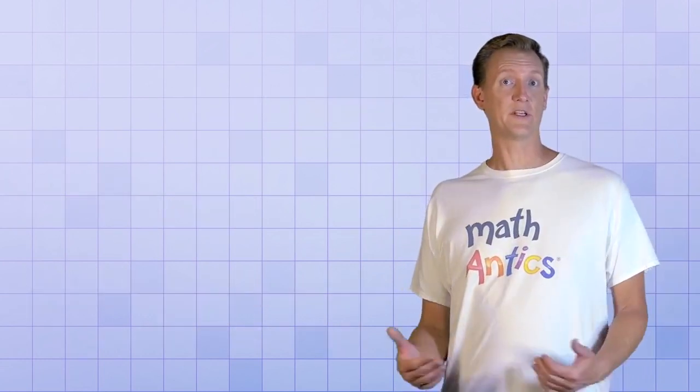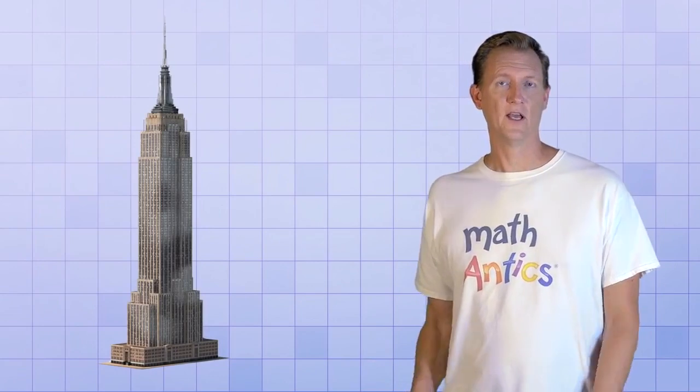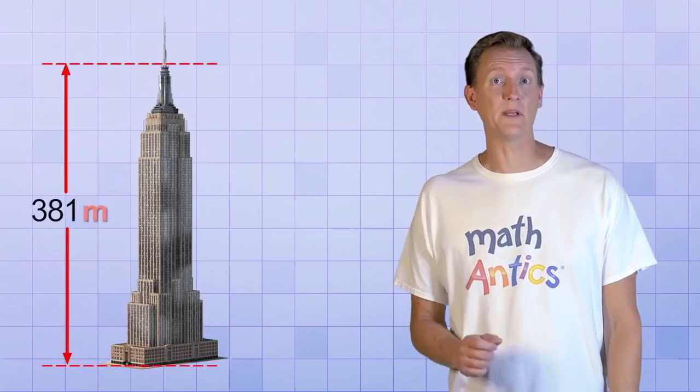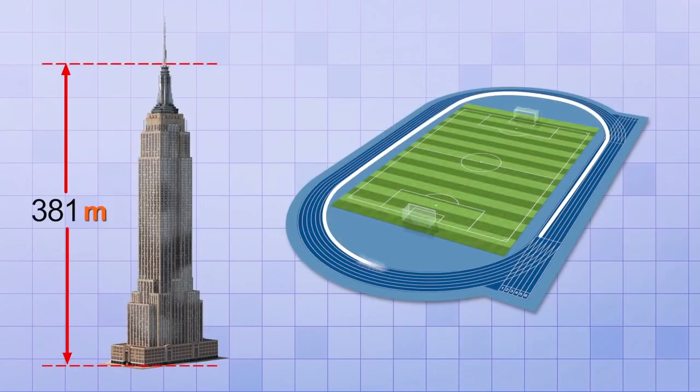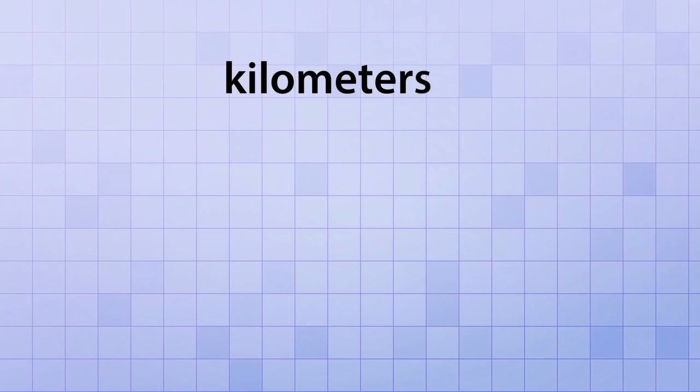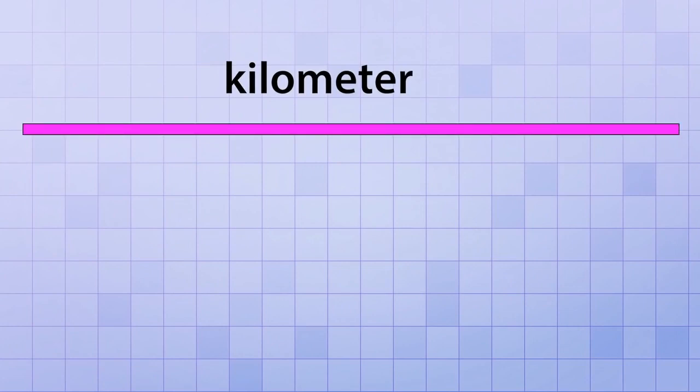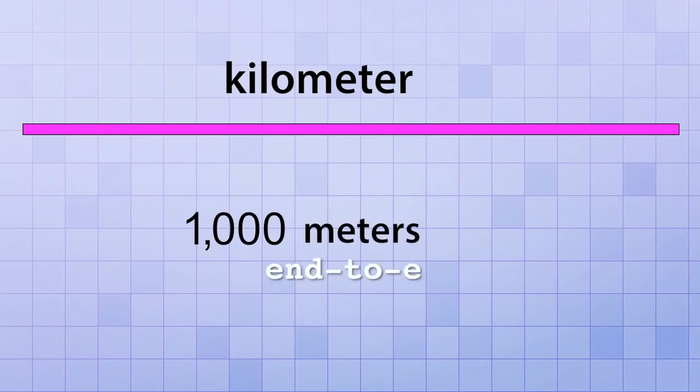Meters are great for measuring distances like the height of a building. This one is 381 meters tall, or the distance around a racetrack, which is 400 meters. But if you needed to measure even longer distances, you could use kilometers. A kilometer is the distance you'd get if you took exactly 1,000 meters and placed them end to end.